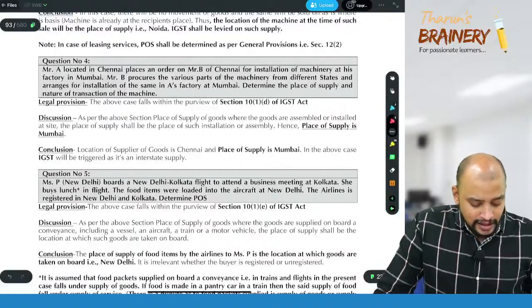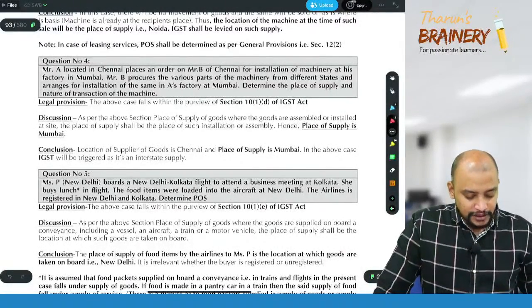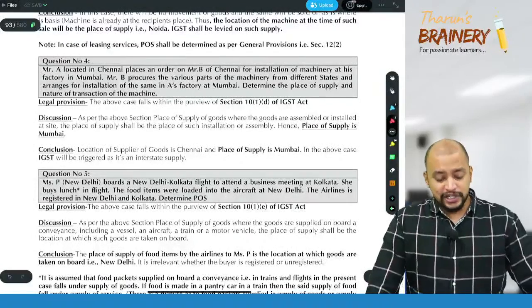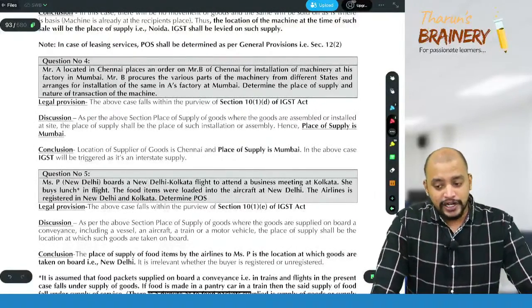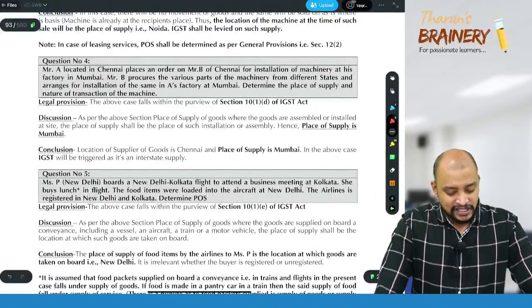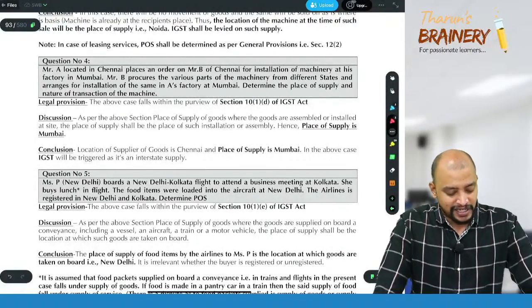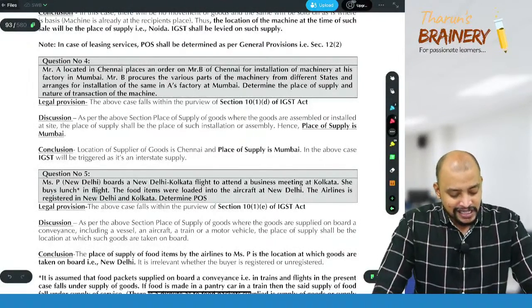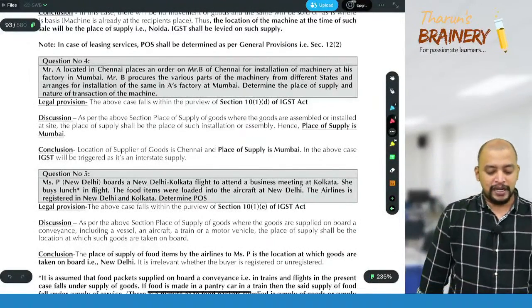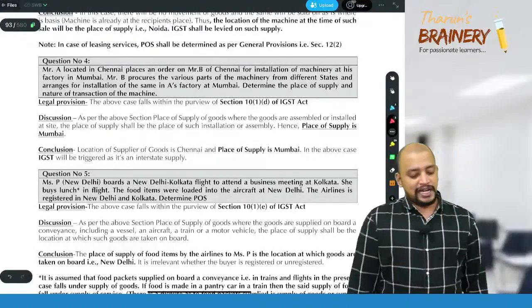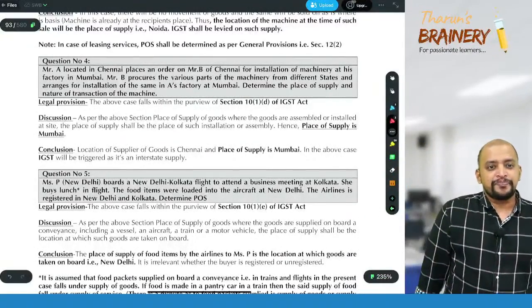Okay. Then question number 4. Mr. A, located in Chennai, places an order on Mr. B of Chennai for installation of machinery at his factory in Mumbai. Mr. B procures the various parts of the machinery from different states and arranges for installation of the same in A's factory at Mumbai. Determine the place of supply and nature of transaction of the machine.